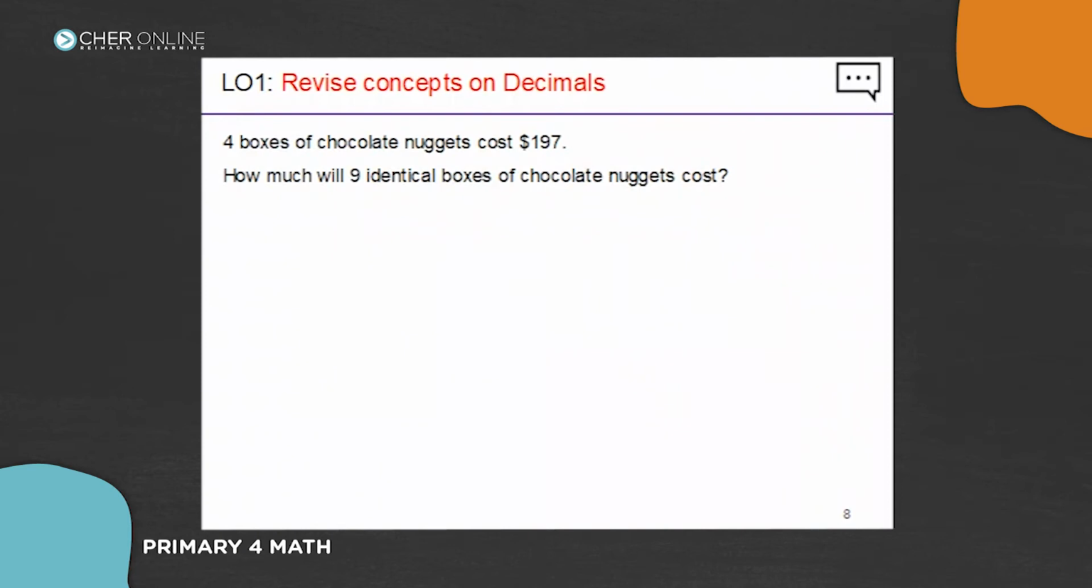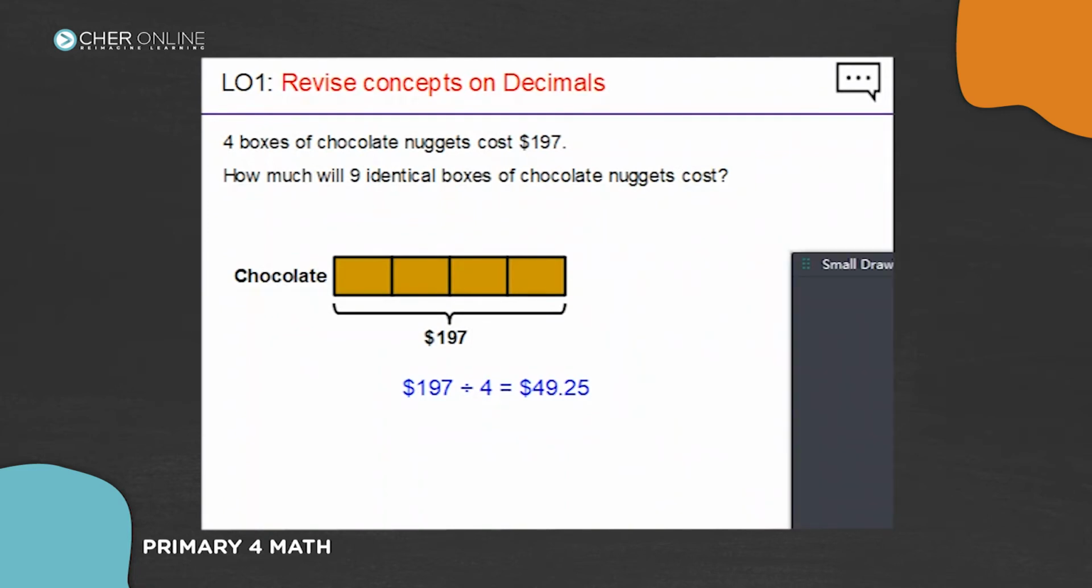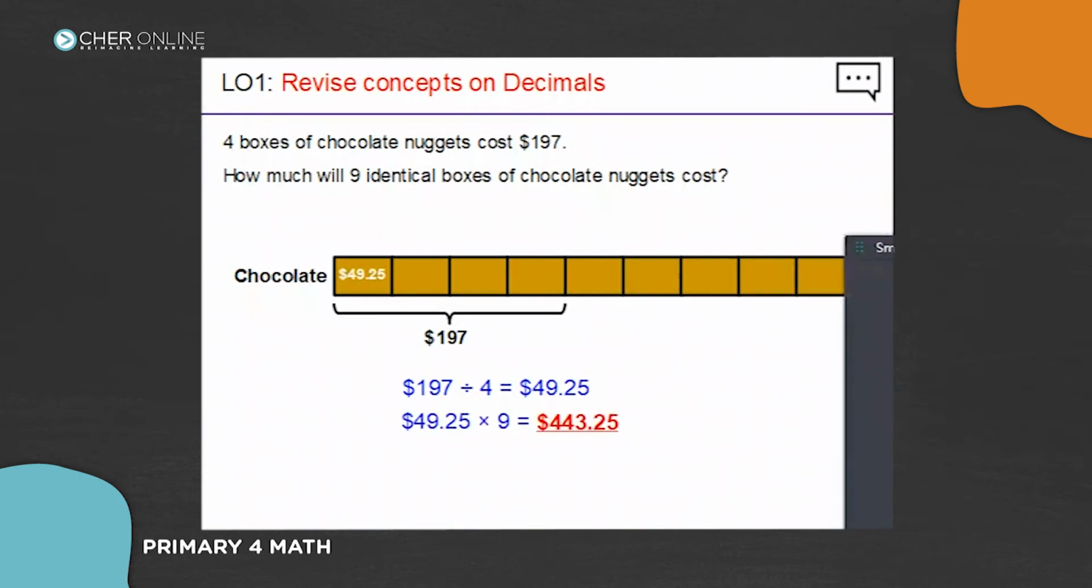4 boxes of chocolate nuggets cost $197. So 4 boxes cost $197. One box is $49.25. So can you try and work out what is the answer for 9 identical boxes? 49 times 9. Okay. Just 49 times 9. What do we get? 443.25.